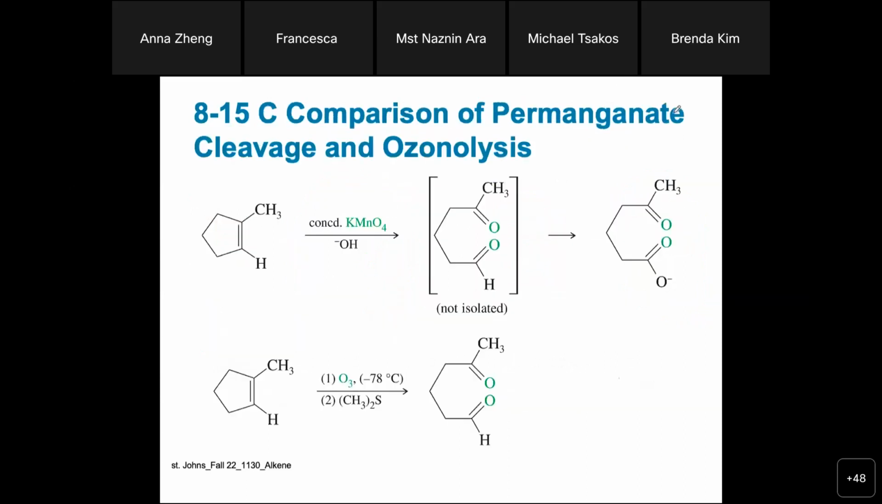Comparison of permanganate cleavage and ozonolysis. We saw the two types of reaction, correct? One is the potassium permanganate, and another is ozonolysis. We saw both can produce similar kinds of glycol or keto products, but potassium permanganate is comparatively stronger than the ozone, but their mechanisms are a little different.